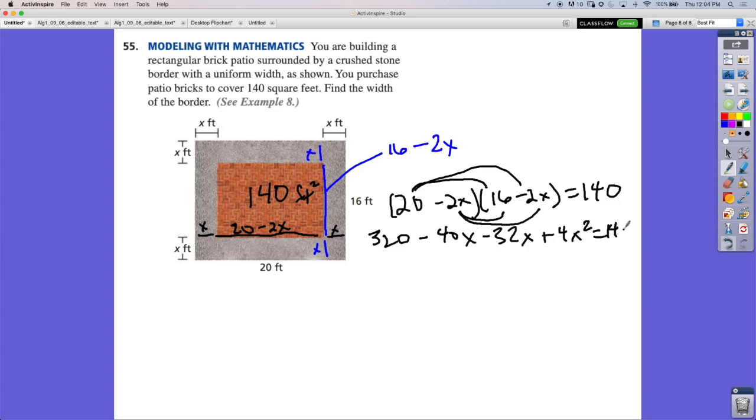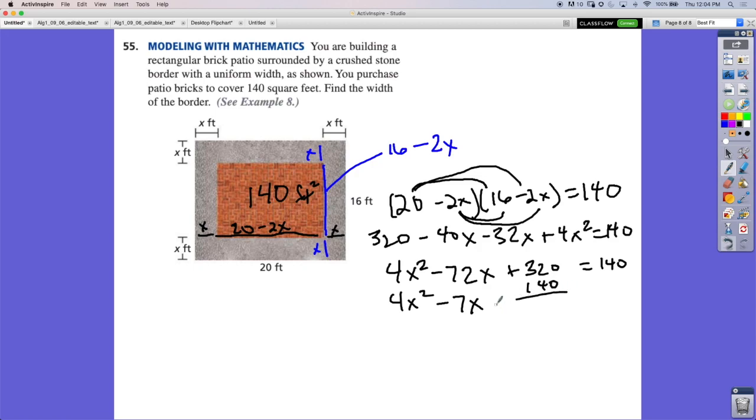That equals 140. So now I'm going to collect like terms and put it in standard form so it looks a little bit better. 4x squared minus 72x plus 320 equals 140. I'm going to subtract 140 on both sides. So it's going to be 4x squared minus 72x plus 180 equals 0. Oops, this is supposed to be 72. All right, so what can I divide everything by to make it a little bit easier? I'm going to divide everything by 4.